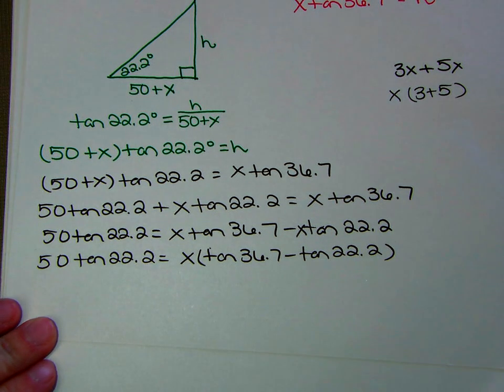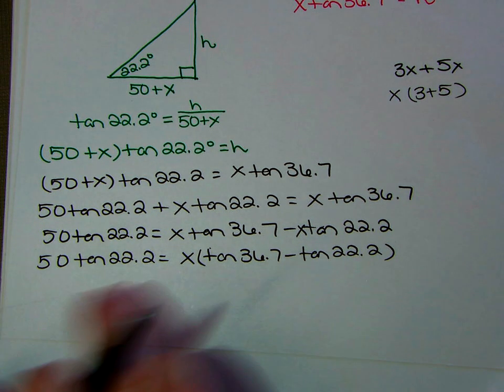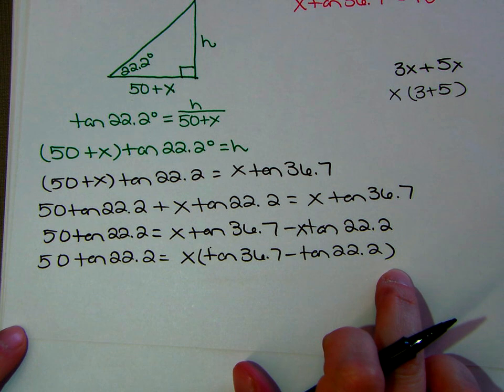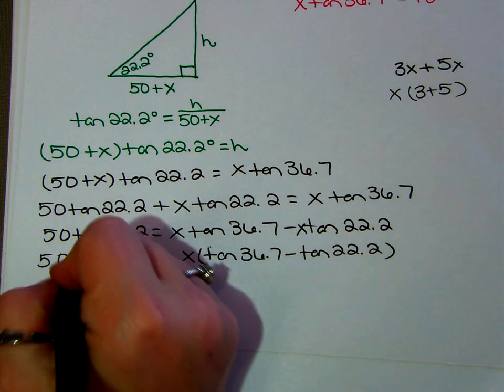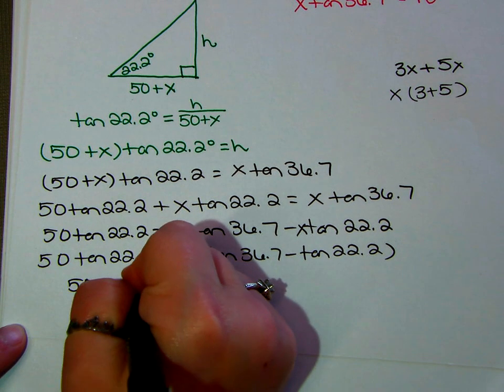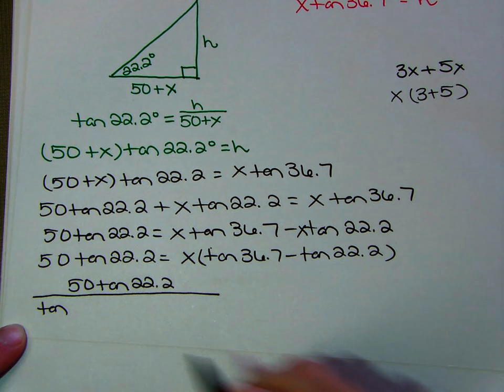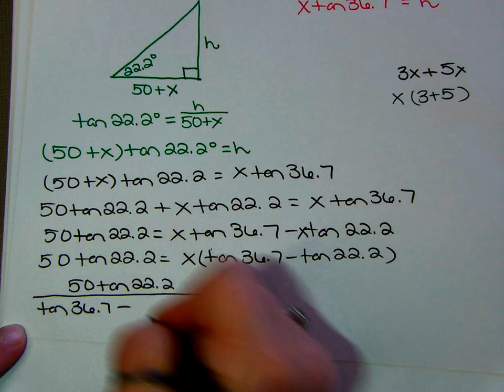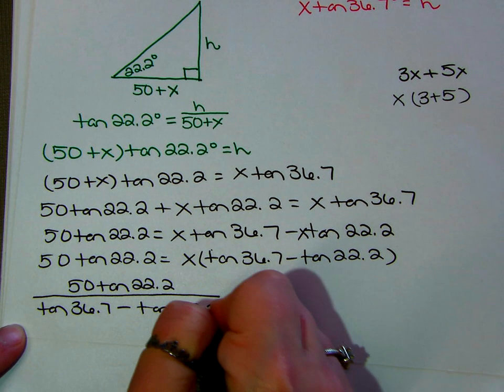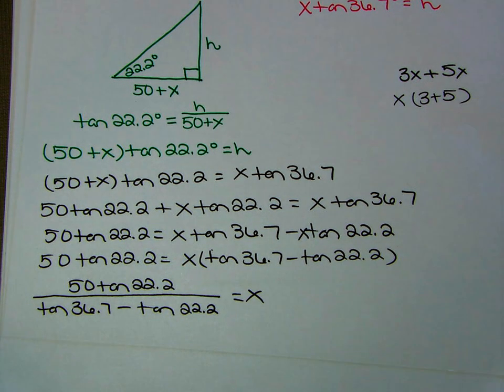Because now in order to solve for x, that x is multiplying against everything inside these parentheses, so I'm going to divide that set of parentheses over to where I have 50 tangent 22.2 all over tangent 36.7 minus tangent 22.2, and that equals x. And you're like, well, that is a lot of stuff. And here's the great thing. That's not even what you're looking for. That tells you x. X is how far Francisco walked away from the tree. That's not actually the height of the tree.